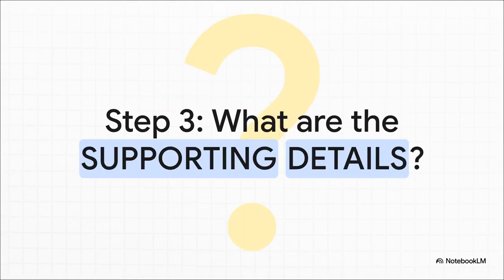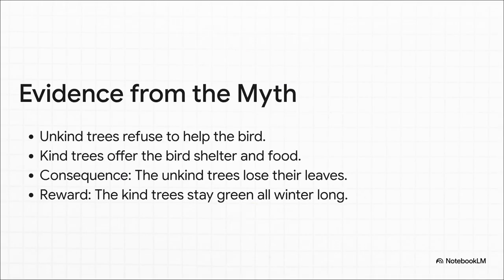And now for the final step, the prove it step. We've got our theme, but we need to back it up. So where is the evidence in the story that supports this idea that kindness is so important? And look, the evidence is laid out perfectly in the story's ending. The unkind trees, the oak and willow, they refuse to help, and what happens? They face a negative consequence. They lose their leaves. But the kind trees, they offer shelter and get a reward. They get to stay green all winter. The story draws a direct line from actions to outcomes, proving its message loud and clear.